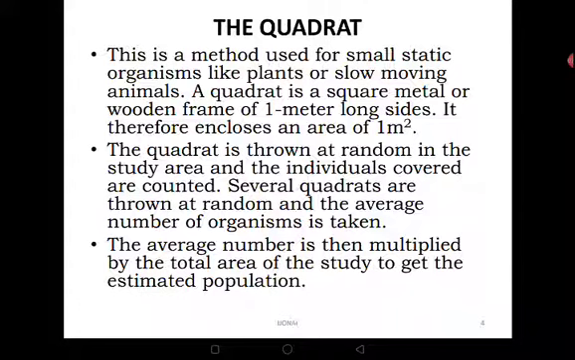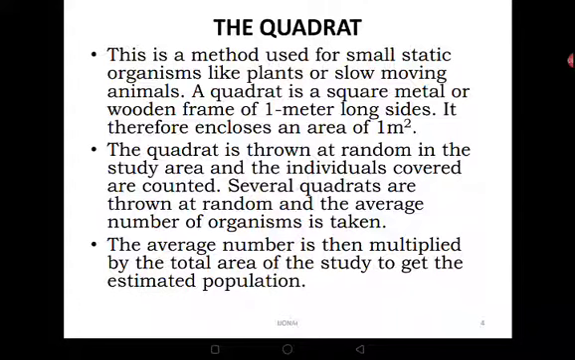Great. The other method is the quadrat. This is a method used for small static organisms like plants or slow moving animals. So the quadrat is used for very static or very slowly moving organisms. You can use it for estimating the population of grass in the field, in the football pitch. Quite simple, because you are sure these organisms will not run away.